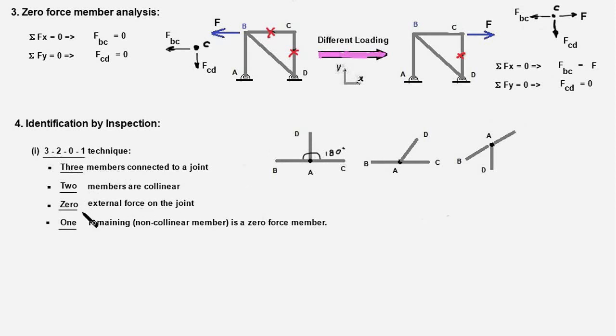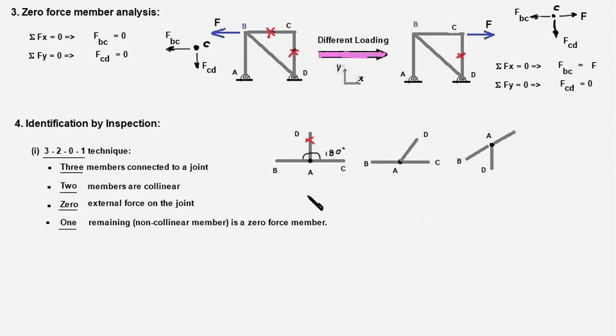The 0 digit indicates that there is no external force, either due to external loading or reaction force. There is no external force on joint A. And the last digit 1 indicates that the remaining non-collinear member AD is a zero force member. The first 3 points you can consider as input parameters, and the outcome is given by the last point.